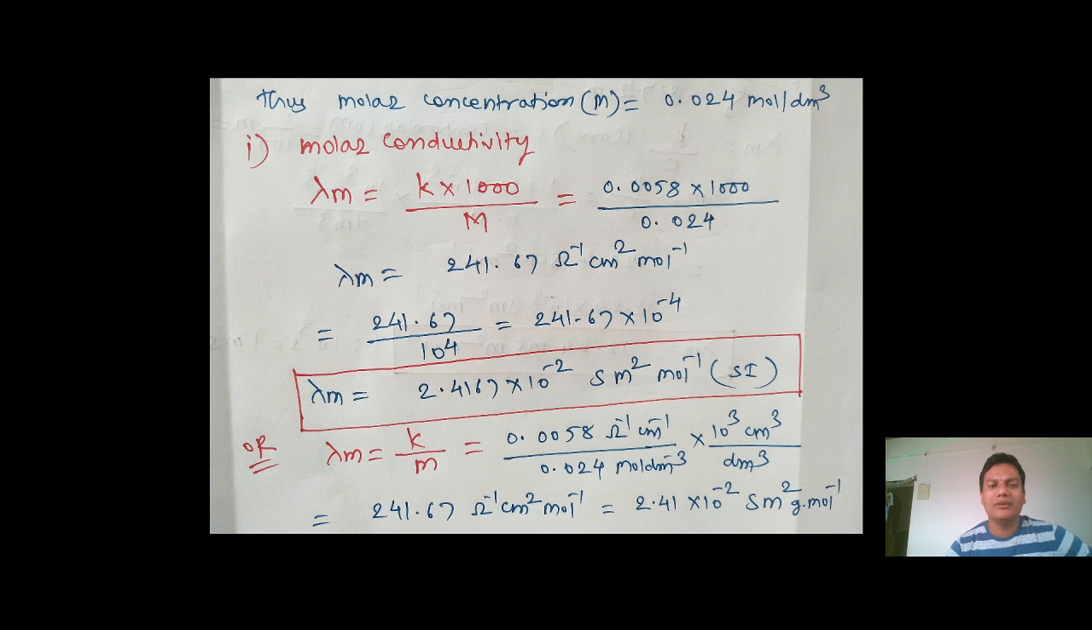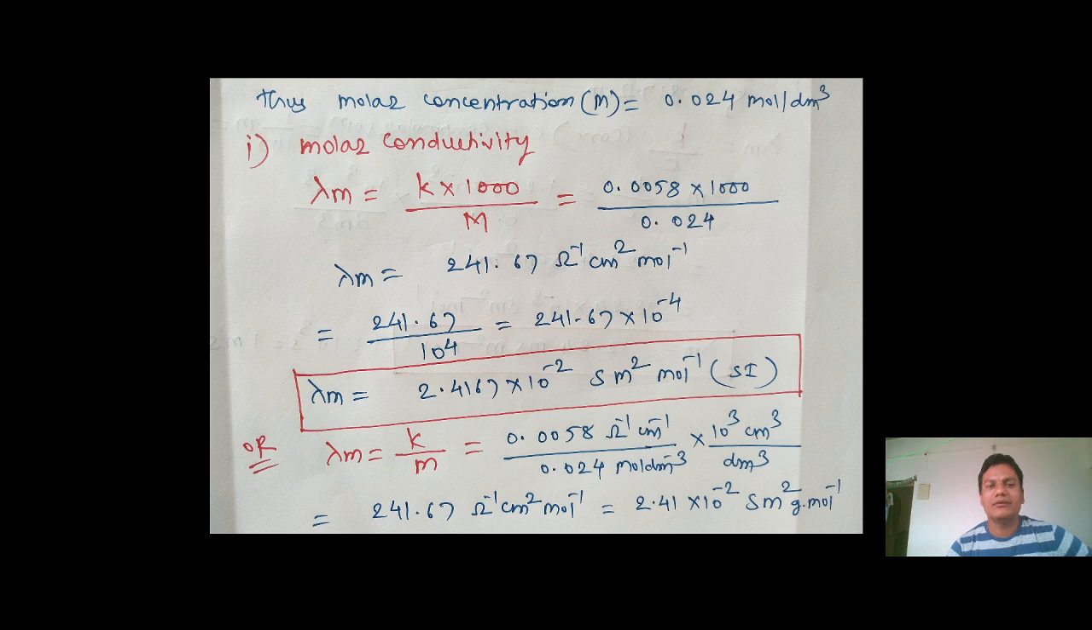There is also another method by which you can calculate molar conductance. So it is simply lambda m is equal to K by capital M, where K is the specific conductance. So remember, this is the interrelationship formula between the molar conductance and specific conductance. Now you know specific conductance. M we have also determined, 0.024, but calculate here lambda m.